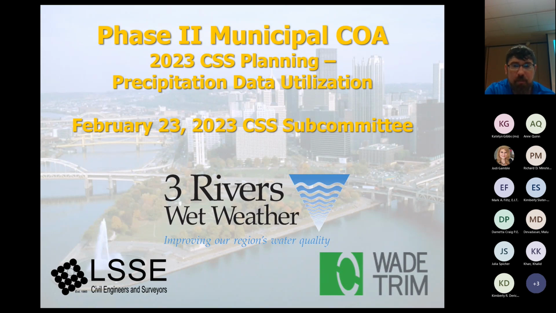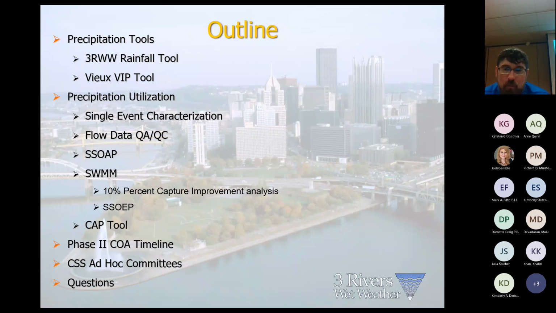So we are going to, as Dave said, build on the 3WG presentation and even the separate sanitary presentation last week. Run through what precip tools we have available, how we get the data, where it's located, how to obtain it. How are we going to utilize that precip? Whether it's single event characterization, how it works with the flow data, getting it into the SOAP program to do storm deconstructions, and then from there moving into SWIM, looking at projects, doing alternatives analysis, and then look at the timeline a little bit and talk about some specific combined sewer applications. Then we'll go through questions.